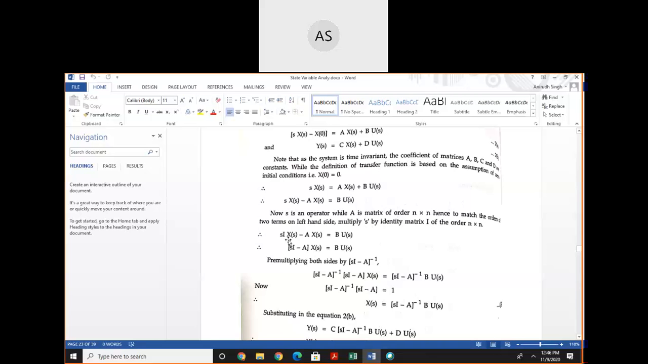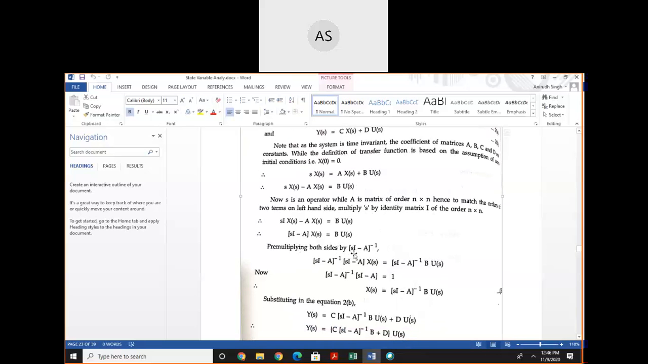Here we write that sI minus A multiplied by X of s is equal to B U of s. Then multiplying both sides by the inverse of sI minus A, we get the value of X of s, and the value of X of s is the inverse of sI minus A multiplied by B multiplied by U of s.